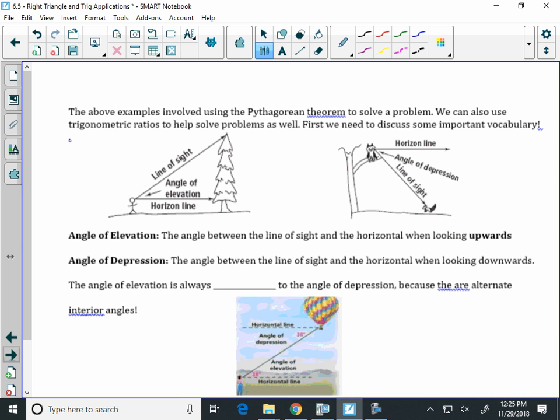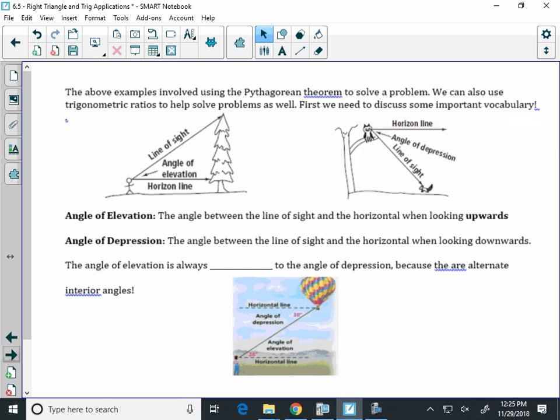Well, those examples all dealt with the Pythagorean theorem. Okay? Now we're going to start talking about examples that involve trig and using trig to find these missing pieces. But there's some vocab we have to talk about. And one of those vocab words is angle of elevation. And that's the angle between the line of sight and the horizontal when you're looking upwards.